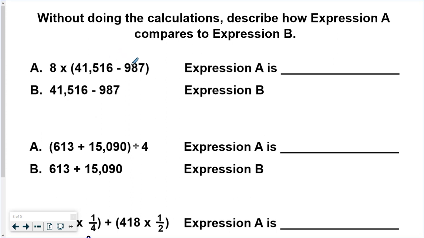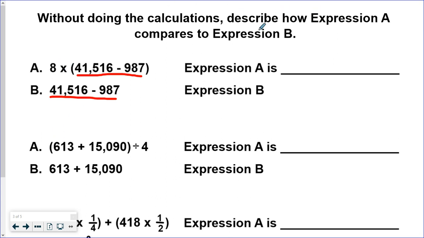If you remember back from our earlier lesson, it talks about how we always do what's inside parentheses first. And B is just 41,516 minus 987. The first thing I would do is look at what numbers they have in common. You should notice that A has this subtraction problem. You should notice that B has this subtraction problem. Those are the exact same subtraction problem. But you should notice that in A, you're going to multiply that by 8.